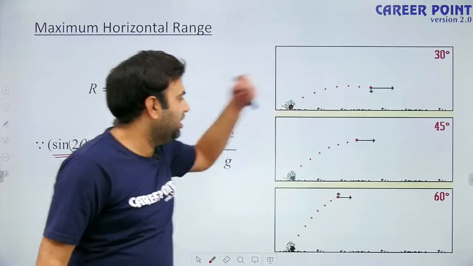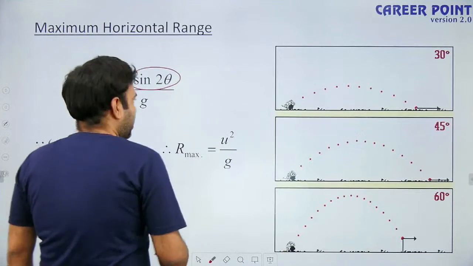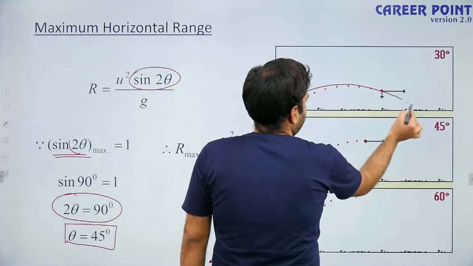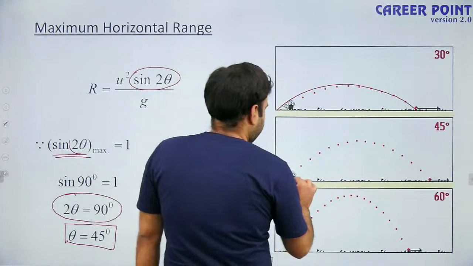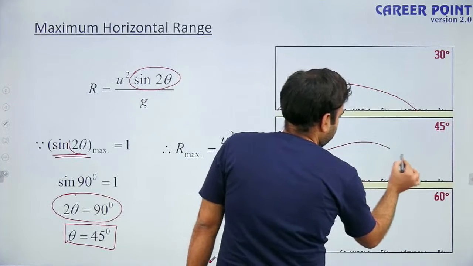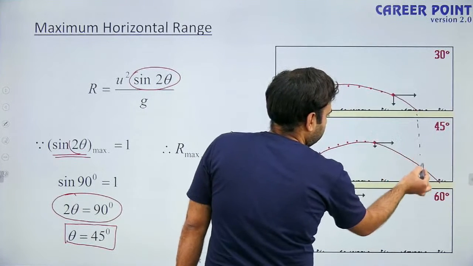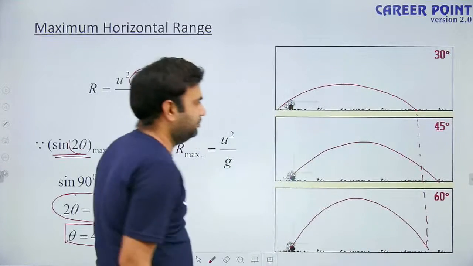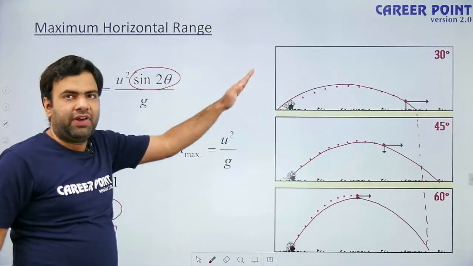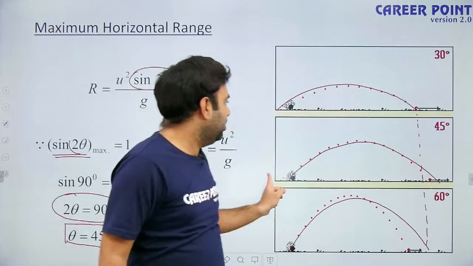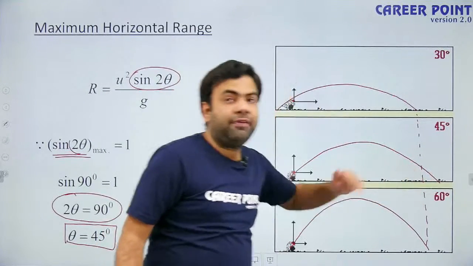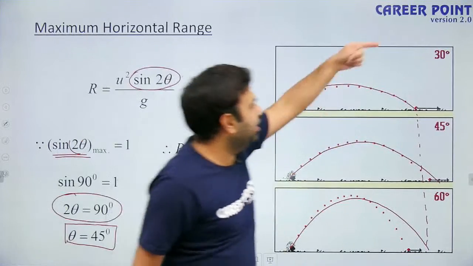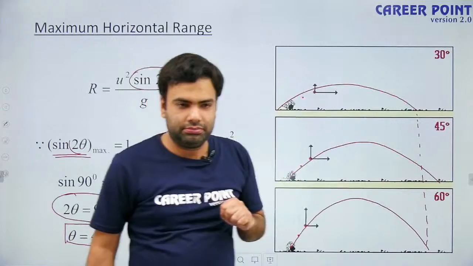range. As you can see here, if we are throwing this particle at 30 degree, it strikes here. When we throw this particle at 45 degree, it strikes here. And when we throw this particle at 60 degree, it strikes here. So from 0 to 45, if we increase the angle, our range will increase. After 45 degree, if we again increase the angle, our range will decrease. For 30 degree and 60 degree, the range is same.